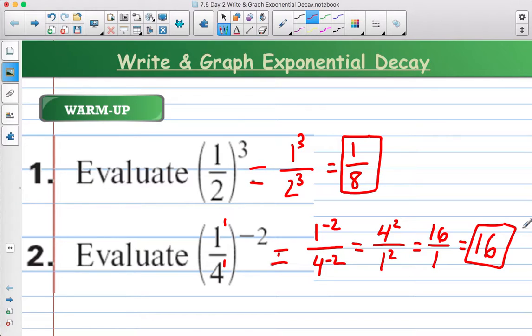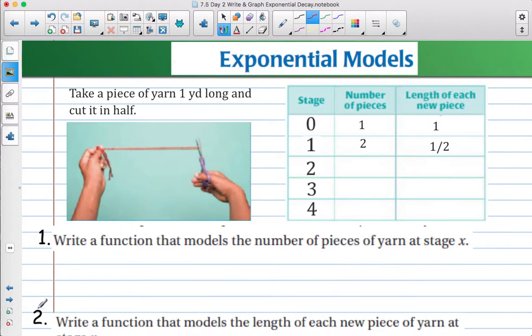They actually help us make some of the tables when we look at decay. So to start with today's lesson, would you have out, we're on 7.5, day 2, it should be on writing and graphing exponential decay. So have your note packet out to be able to follow along easily. First part I want to do is just hold a little discussion about the interconnection between growth and decay. So let's take an easy example.